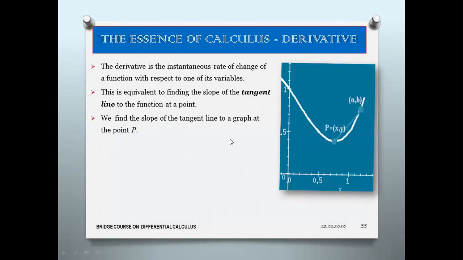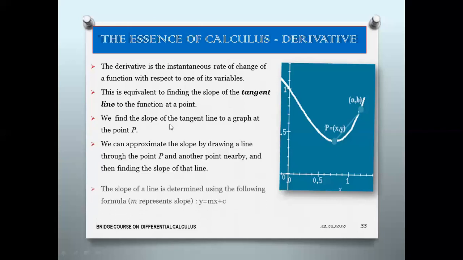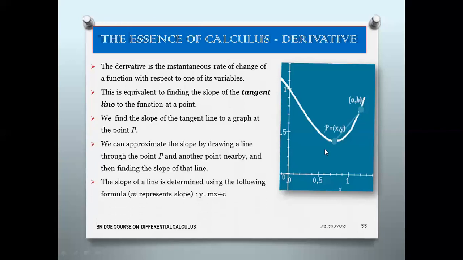The derivative is the instantaneous rate of change of a function with respect to one of its variables. Take the point P with coordinates x comma y, and here a comma b. In the video we have seen this: when it goes from this point to this point, what is the change happening? This is equivalent to finding the slope of the tangent line to the function at a point. So we find the slope of the tangent line to the graph at the point P.